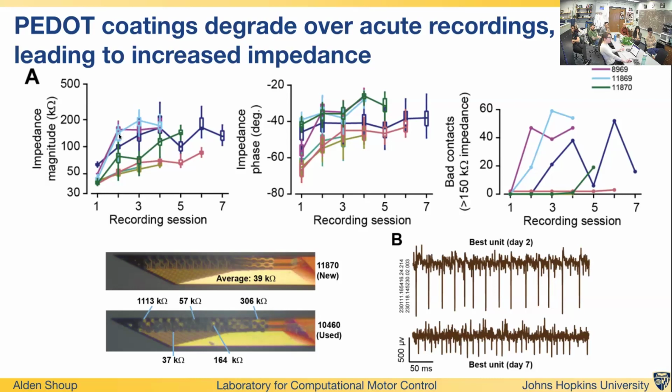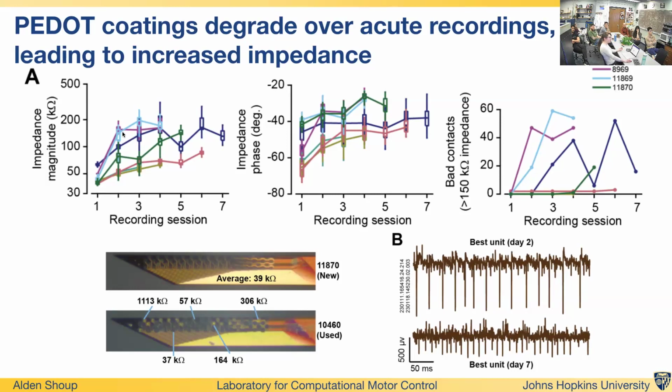Each one of these box plots represents one probe, and that is 64 contacts. So the spread of the box plot is one measurement for each of the 64 contacts. And as you can see as well, these probes on day one were brand new, and they have about an average impedance of 50 kiloohms.